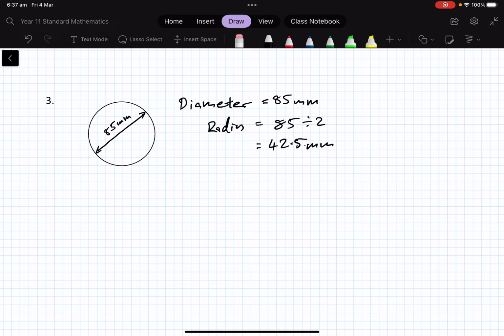Now, why is that important? Because usually the radius is necessary. To find the circumference, you can use the radius, but also to find the area, we'd need the radius. So down the track, when we do area, we're going to need that as well. So we have the radius.